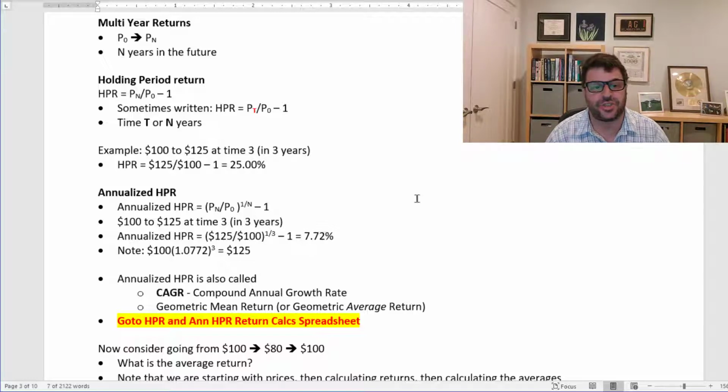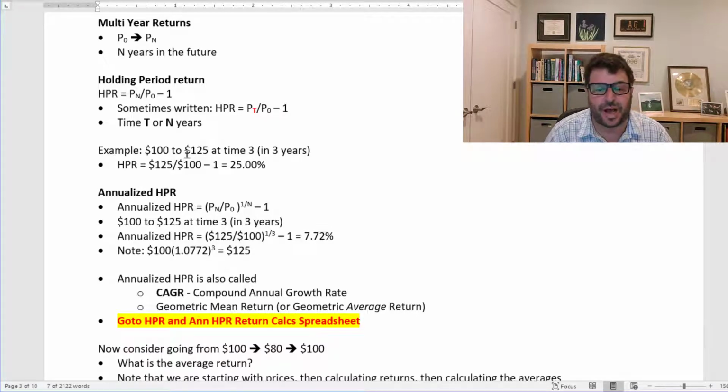And just a notation, we're going to look at the price at time 0 and the price at time n years in the future. Just to be a little confusing, sometimes the textbook and people use n, sometimes they use t. So it's at time 3 or in n years, and the percent change is the ratio minus 1. And so I can see that the amount that I earned over a 3-year period, the holding period return, the aggregate return, is this 25%.